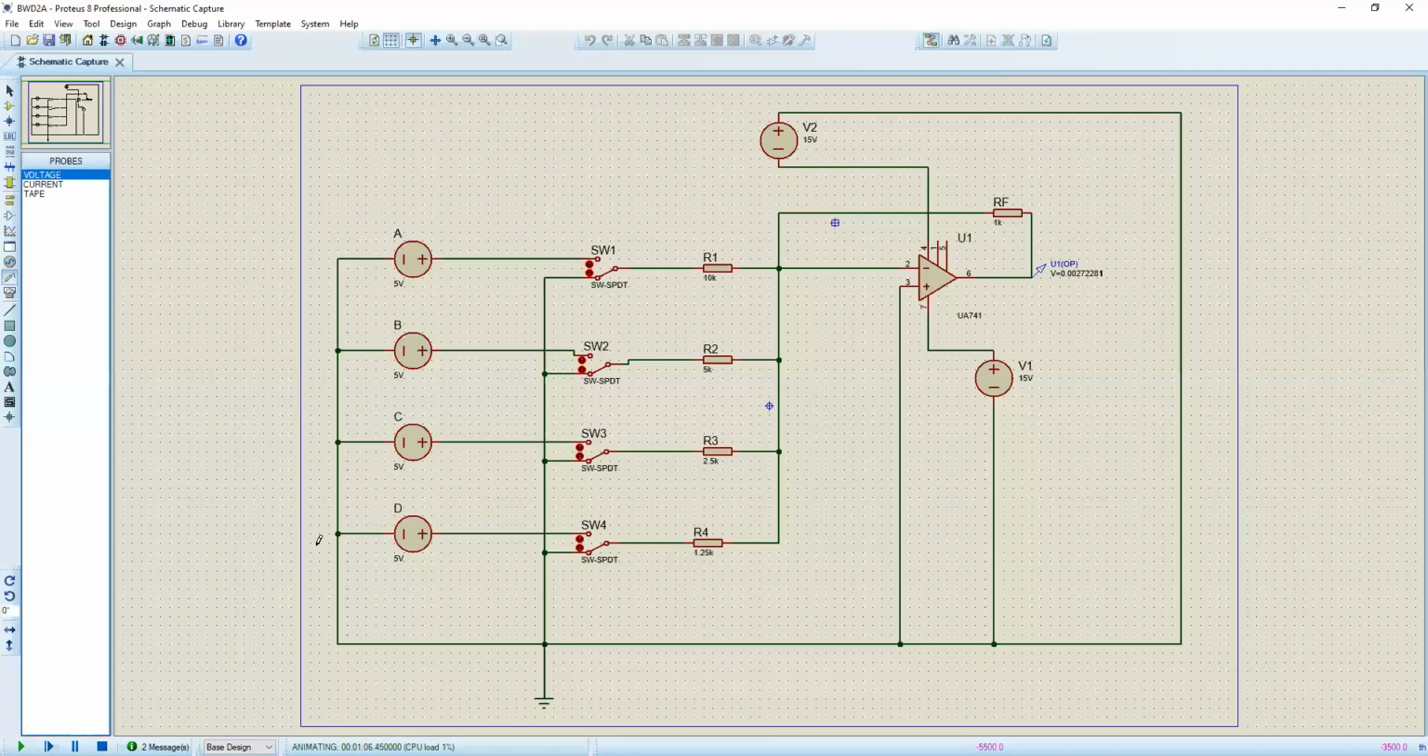So now all our switches are connected to ground. That means we have a digital input of 0000, and our output, you can see, is approximately 0, close to 0.